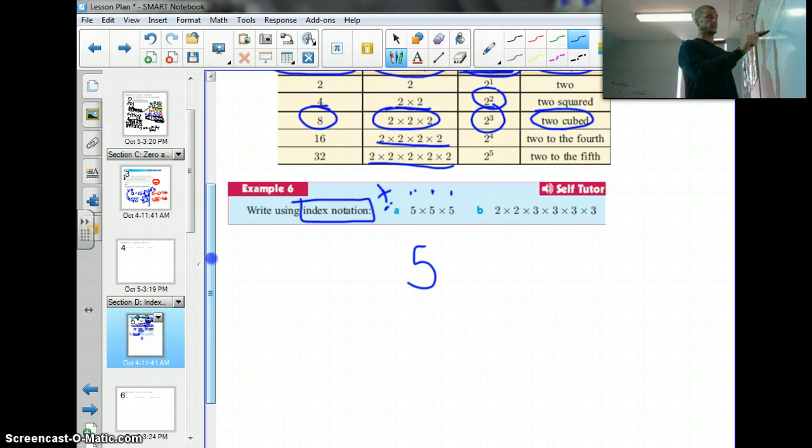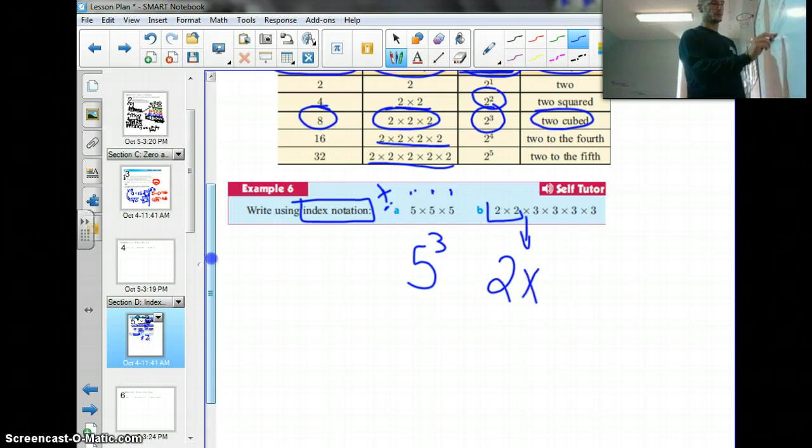1, 2, 3. And for B, there are 2 different numbers being multiplied here. There's a 2, so for those, the base is going to be 2. Bring down my multiplication. And there's a 3, so for these ones, the 3 is going to be my base. How many 2s do I have? 1, 2. How many 3s do I have? 1, 2, 3, 4. And that's how I write it in index form.